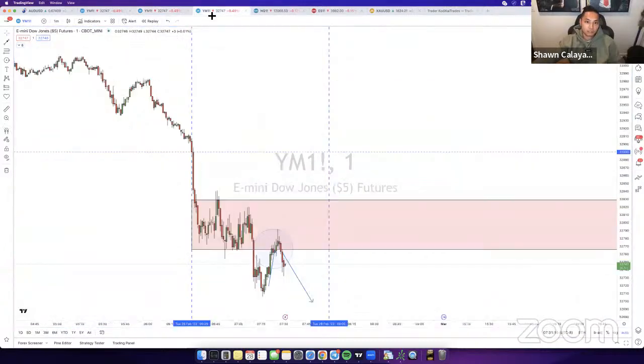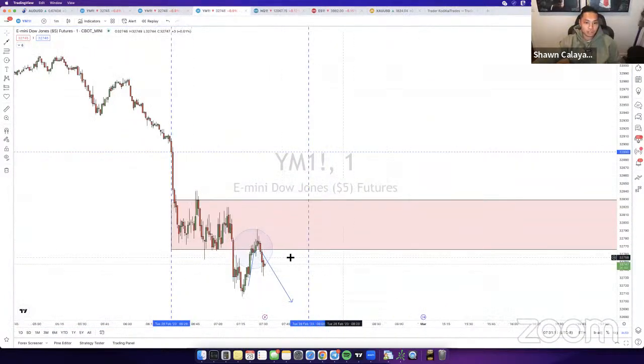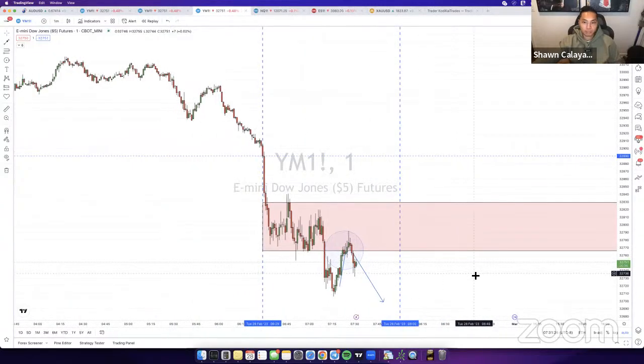Here's the clean chart. As you guys can see, it did exactly what I mentioned. So you see the markup right here. I marked this up like 10, 20 minutes ago, and it did exactly what I marked up here. Came up, retested the structure, and then came right back down. So yeah, you guys saw that there on the clean chart. Played out perfectly.